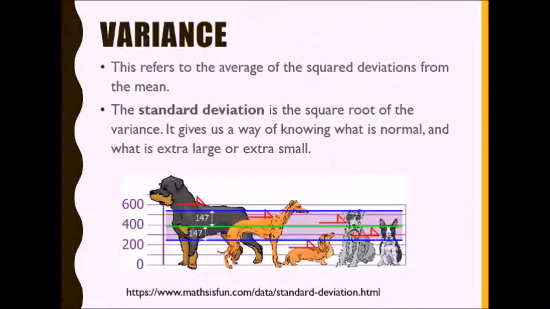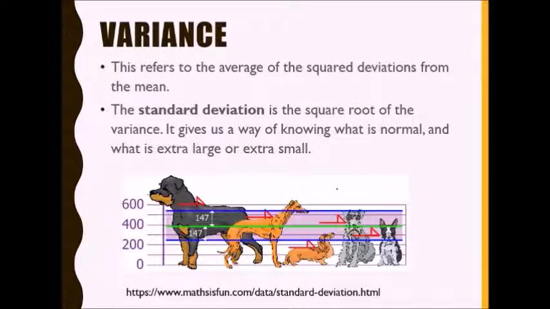So, let's proceed with the variance. The variance refers to the average of the squared deviations from the mean. The standard deviation, on the other hand, is the square root of the variance. It gives us a way of knowing what is normal and what is extra large or extra small. I've taken this photo from mathsfun.com, from their article about standard deviation, so it gives us an idea of the role of the SD.